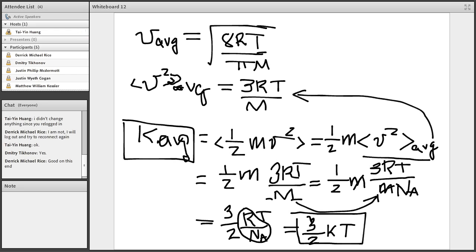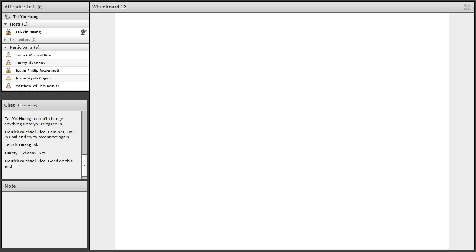Okay, and since we know the average kinetic energy, what we want to know is how much energy is contained within the system. Let's say each molecule, if we're talking about a monatomic gas molecule, has the most simplified form. It can only move in three directions, the x, y, and z directions.